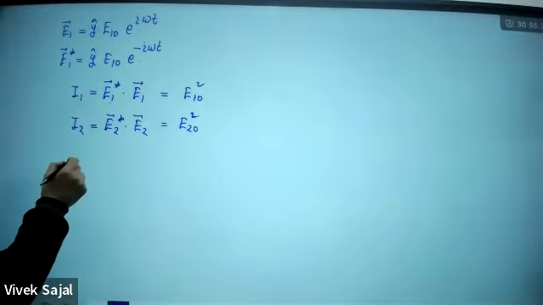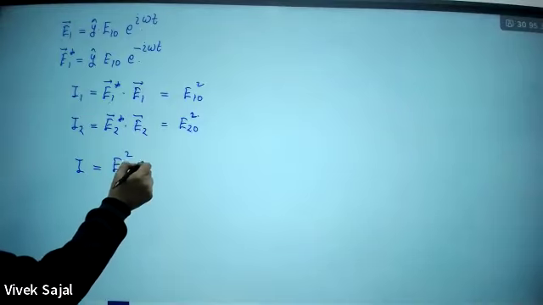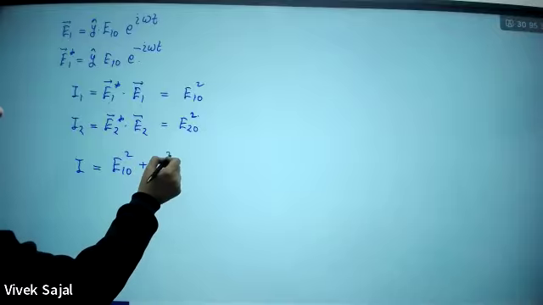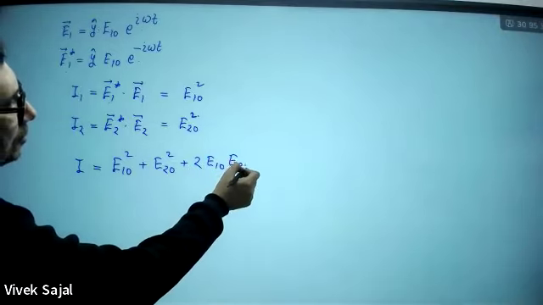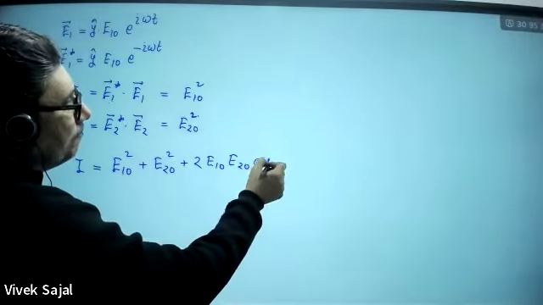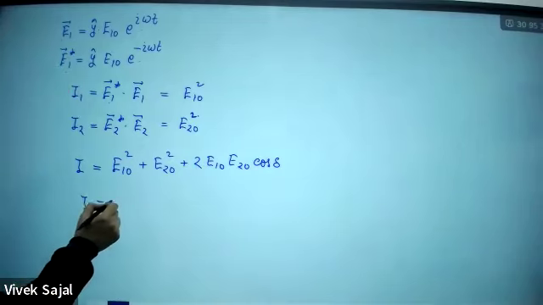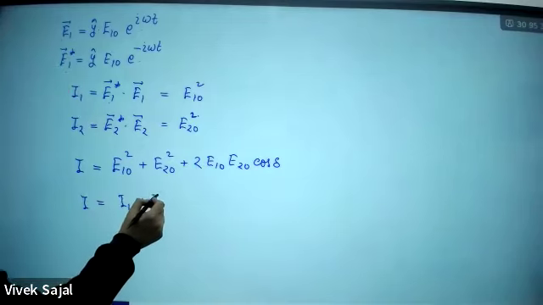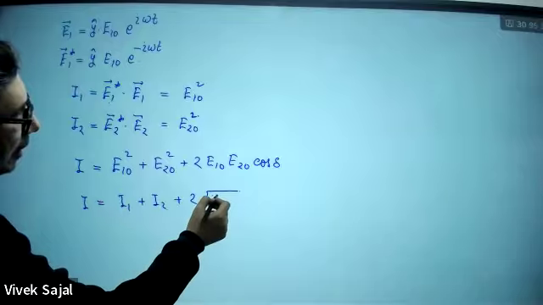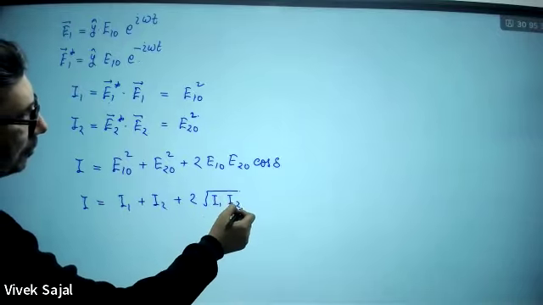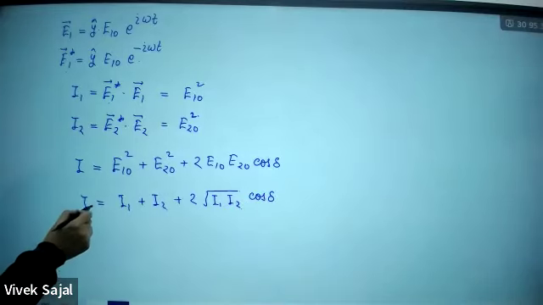So substitute these expressions in this formula. Intensity is given by E10 square plus E20 square plus 2 times E10, E20 cos delta. Okay? So I can write it as I equals I1 plus I2 plus 2 times square root of I1 I2 cos delta. So in terms of intensity, I can write this intensity at point P.